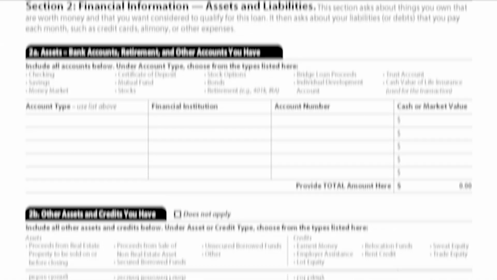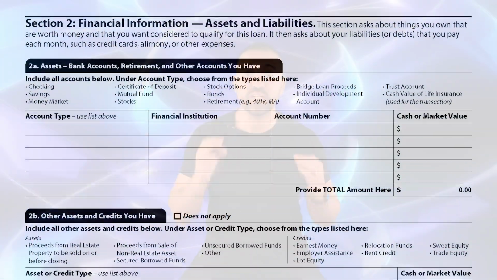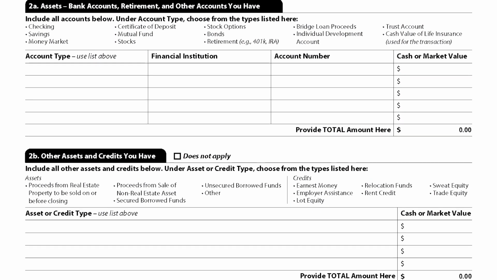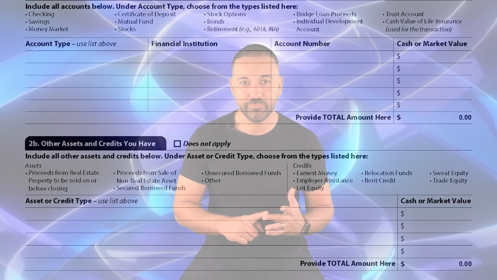Section 2, financial information involving assets and liabilities. In the first half of this section, you will provide information about any assets that you may have, such as bank, retirement, and investment accounts. It will also need stated any credits that will apply towards the transaction, such as the proceeds of a sale of a home currently in contract, earnest money deposits, or any other credits that will be applied at the closing.